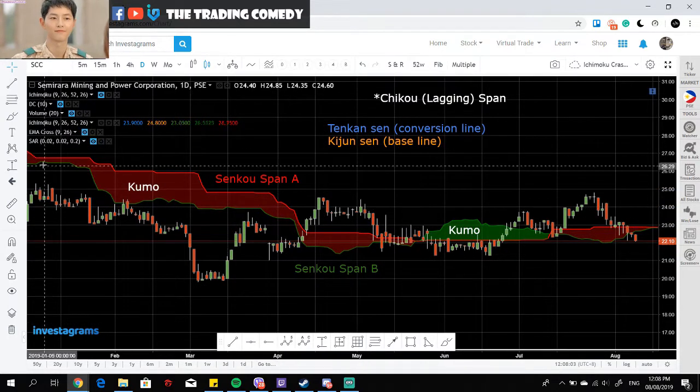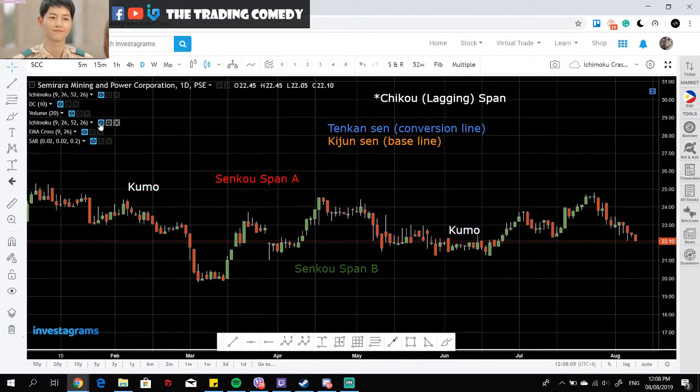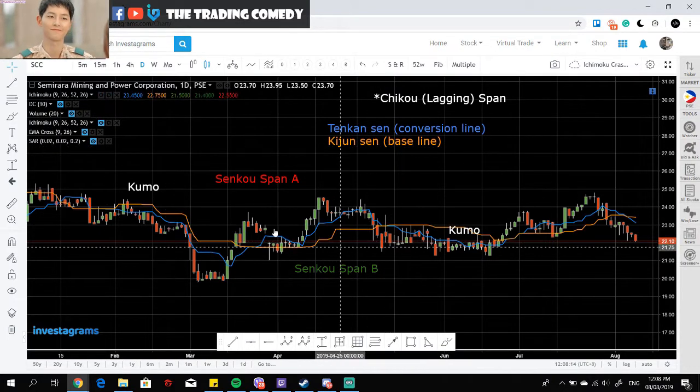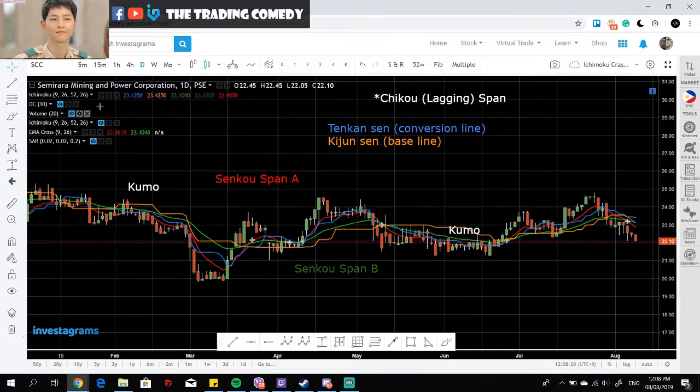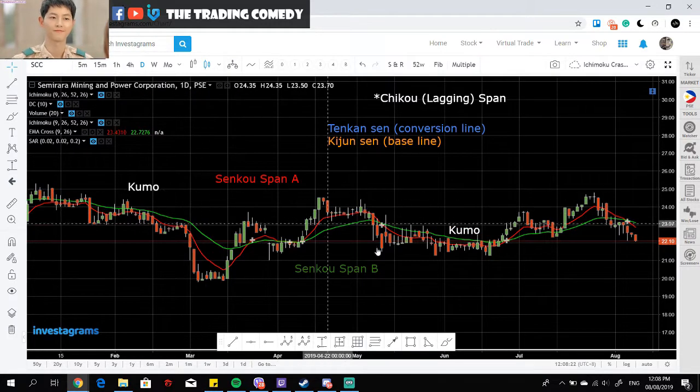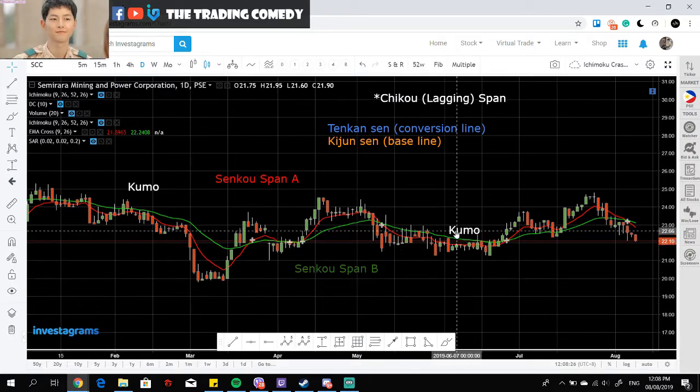So next up, let's get rid of this. Another way of interpreting this cloud is if we use these lines, this Tenkan-sen and Kijun-sen. You can actually relate this to a moving average because they're somewhat similar. So I'm gonna put an EMA cross as an example. Let me get rid of this. See, they're somewhat similar. So you can still use this if you want. If you're comfortable with moving averages, that's not a problem. I'm just giving you the similarities.